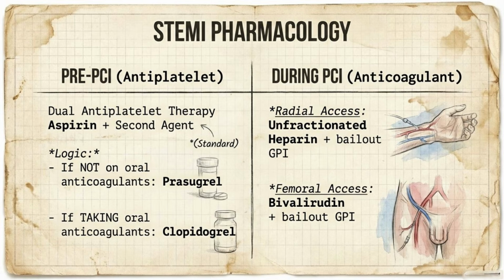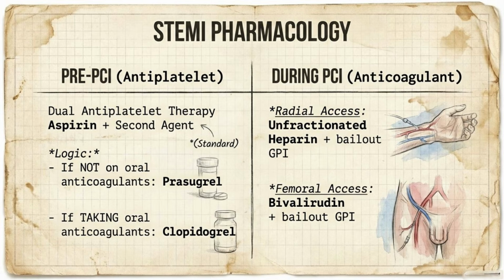And if they are on a blood thinner? Then prasugrel is too risky. You'd have 3 blood thinners working at once. The bleeding risk is huge. So in that case, you step down to clopidogrel. It's a bit milder, a bit safer in that combination. Okay, that makes sense. So that's the STEMI pathway. It's very algorithmic.